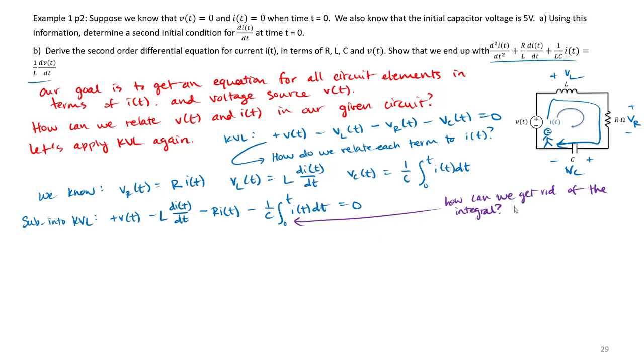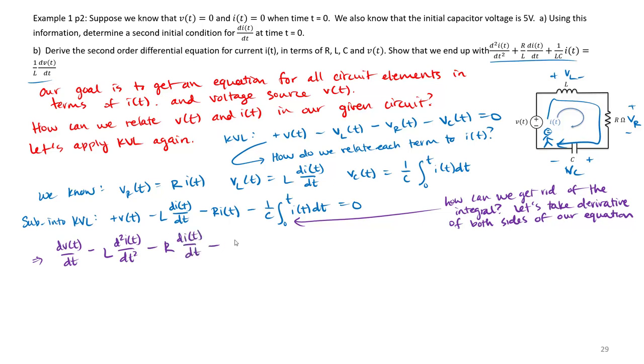How about we take the derivative? So we'll take the derivative of both sides of our equation. So if we do that, notice what we get. Here, our voltage gets the derivative taken. Derivative of L di/dt becomes L times the second derivative of I(t). Then we get resistance times the first derivative. And then we have 1 over C times I(t). Notice now we're starting to look like a second order differential equation.